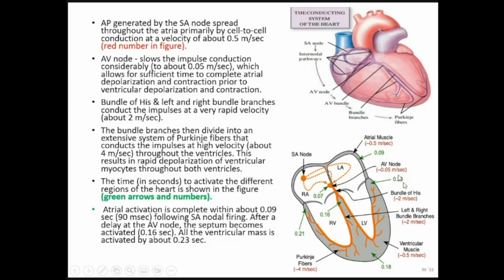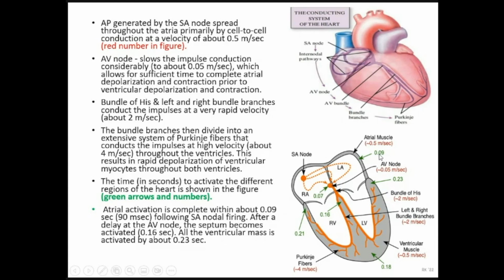The green color is the time taken in seconds to activate the different regions of the heart. To be honest, you don't have to remember the green color. The idea of why I put the green color is that if you add up all these times cumulatively, you will get 0.8 second, which, as I mentioned in our last class, is roughly how long each cardiac cycle lasts. So that is the reason I kept this picture.